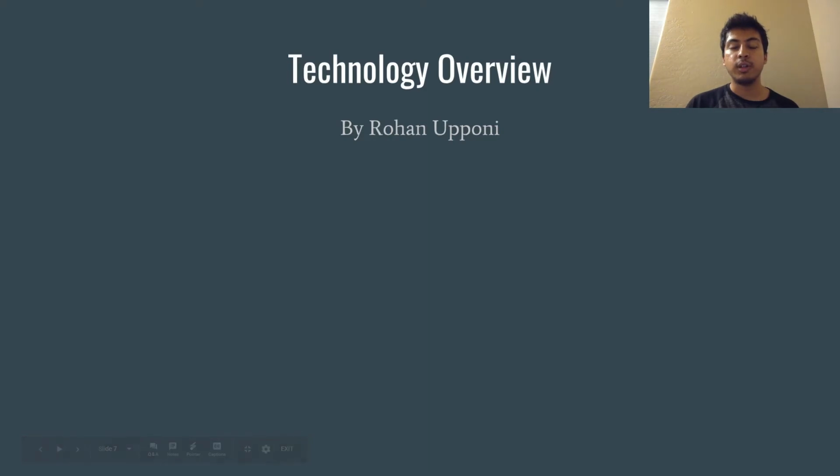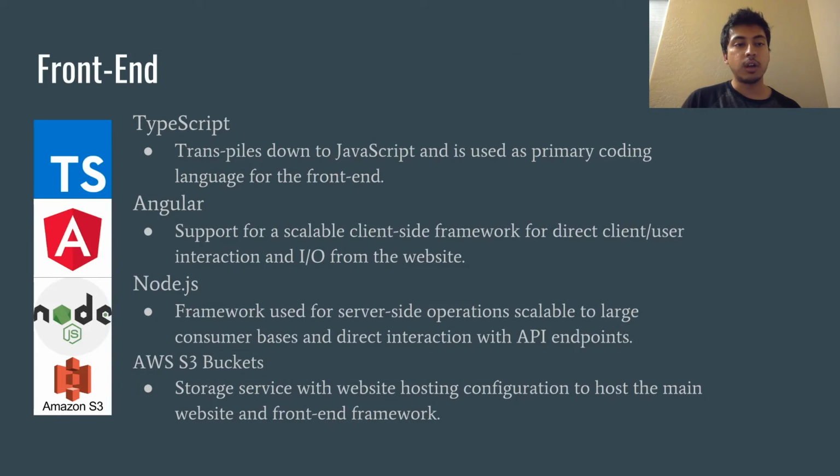Hi, my name is Rohan Uponi, and I will be discussing the technologies involved in building this application. Our front end was built primarily through TypeScript, which is a language that transpiles down to JavaScript and was used as the primary coding language for the front end. This was used in conjunction with 2 main JavaScript frameworks, Angular and Node.js. They both serve a sort of server-client architecture, where Angular would be capable of accessing numerous users' data and be capable of passing this down to Node.js, which would act as the server and make all the APIs and receive the callbacks in order to pass it back up to the users.